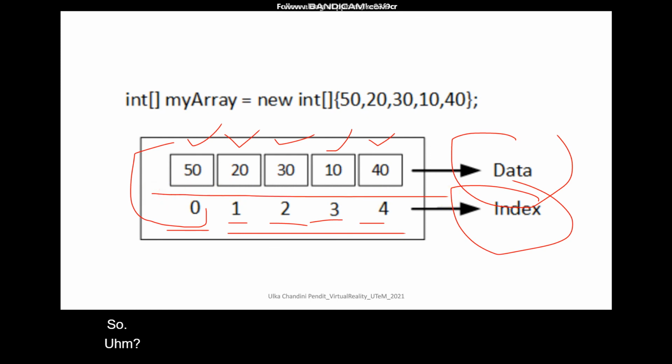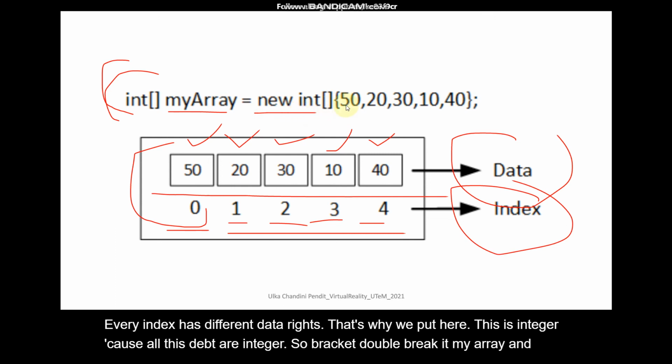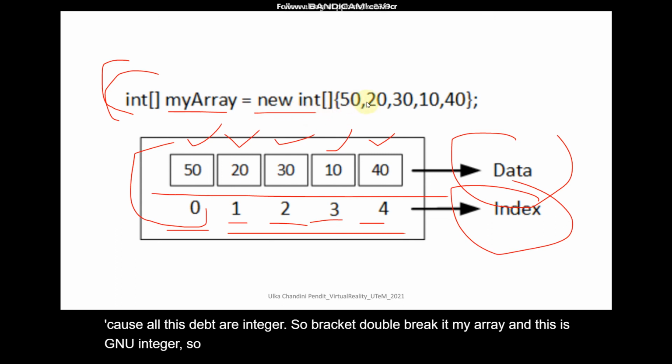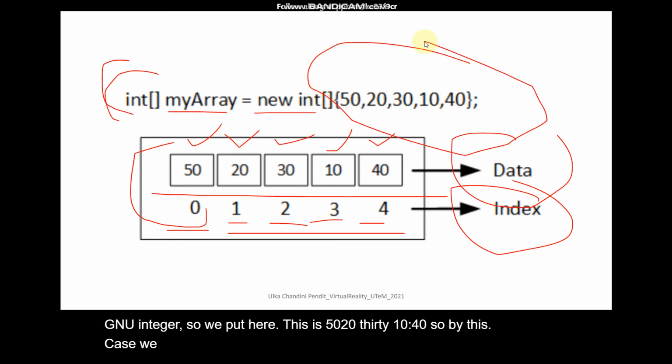Every index has different data, right? That's why we put here that this is integer, because all these data are integers. So we write int, double bracket, my array, and this is new integer. So we put here 50, 20, 30, 10, 40. In this case, we don't know which index we have.